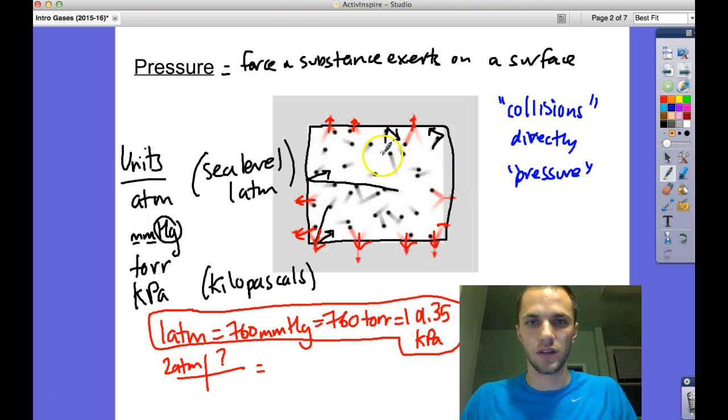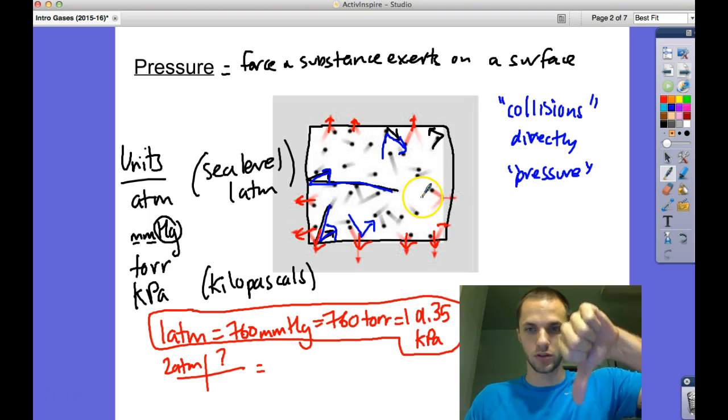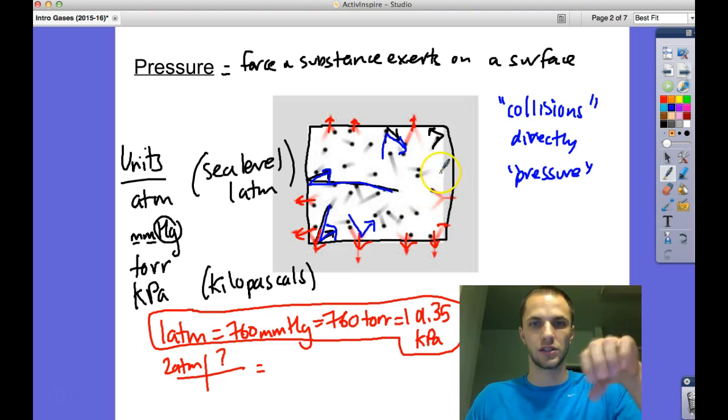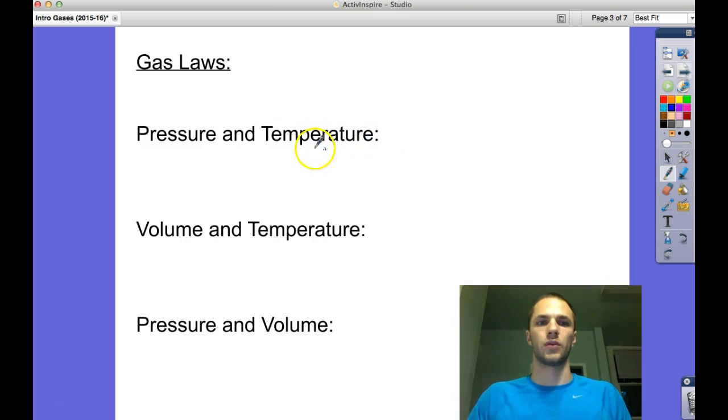So if more of these molecules are hitting the walls, they're pushing on the walls more, that means there's a greater pressure. If there are fewer collisions, and less force on the wall, there's less pressure. And that's going to play a big role in our gas laws that we're going to review. There are 3 gas laws that we need to know.